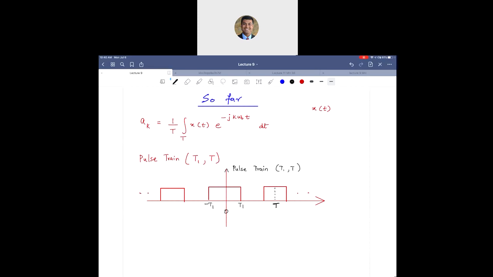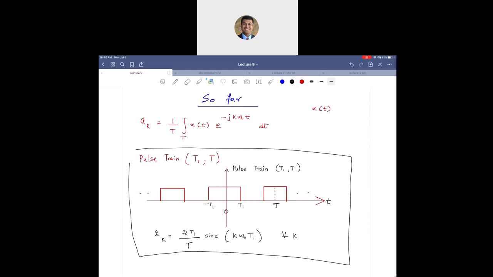So if that is the pulse train, defined as pulse train with T1 comma T inside the parentheses, then the Fourier series coefficients a sub k, this is time by the way, and this is the pulse train, we derived these as 2T1 divided by T sinc of k omega naught T1 for all k. So that was the reference result that you are going to be referring to many times.